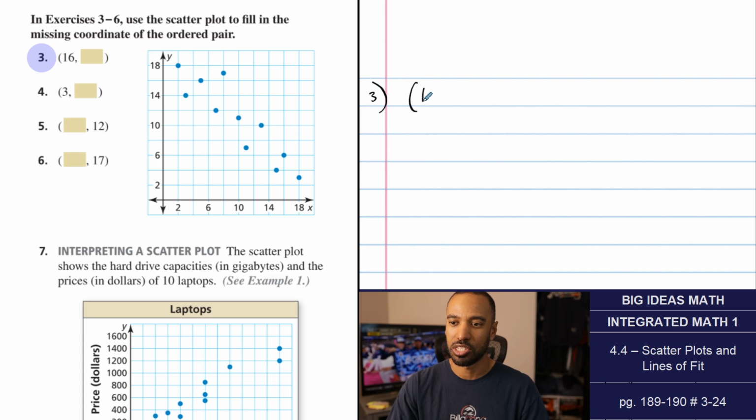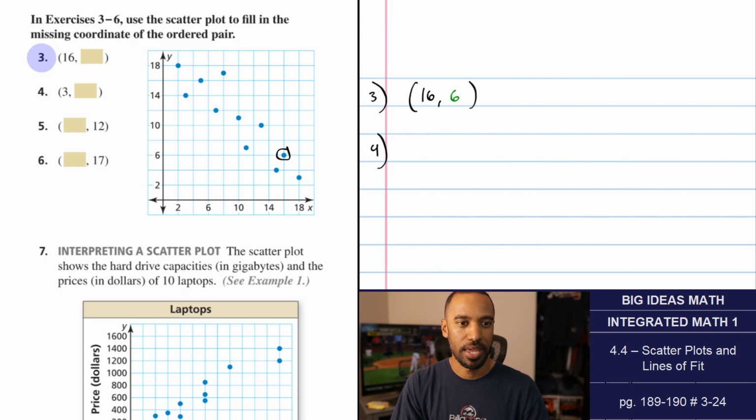On number 3, we have (16, blank), and we have to come up with what that is. So 16 is the x value based on scale. These go by 2s: 12, 14, 16, and there's only one individual point right there. That is when you have a y value of 6. So I'm going to put it in a different color like that.